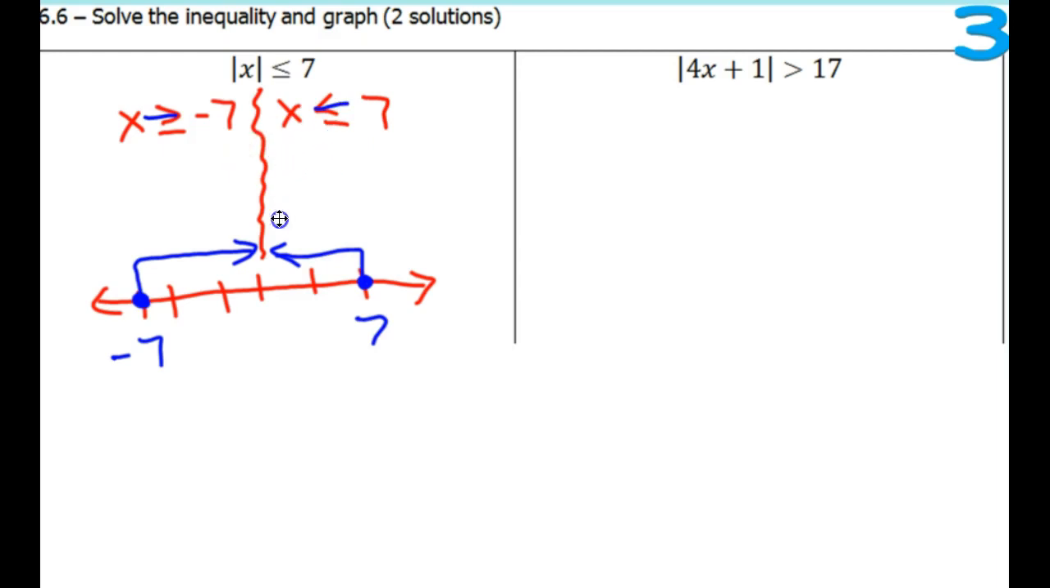This means that x can be anything in between -7 and 7. Can't be anything outside, anything in between.